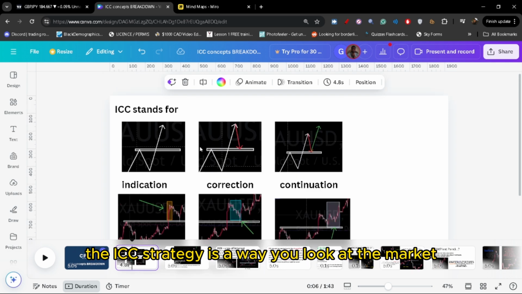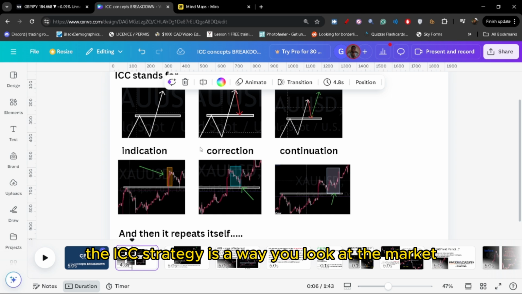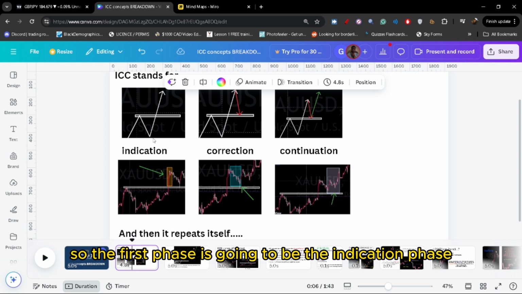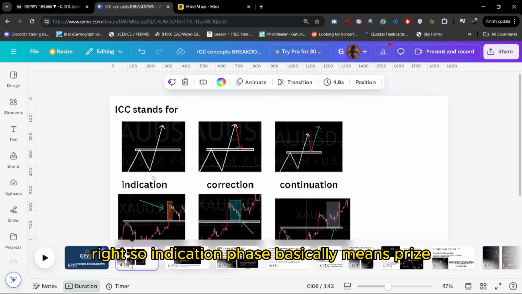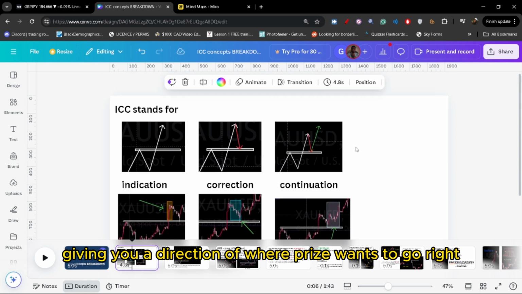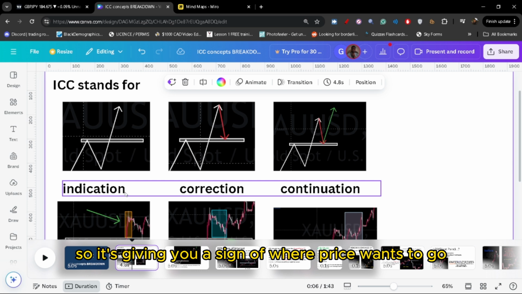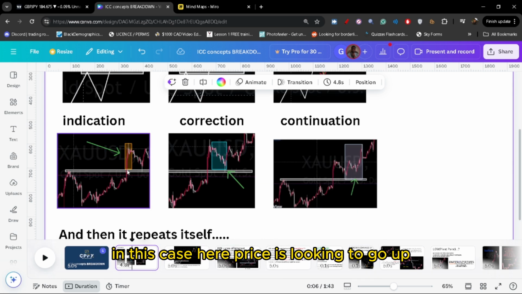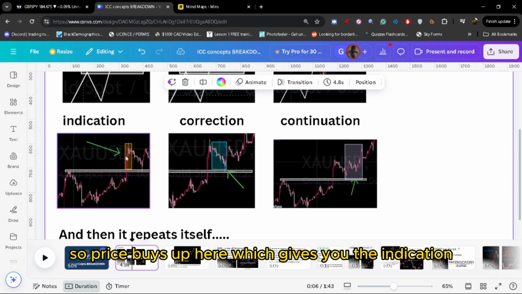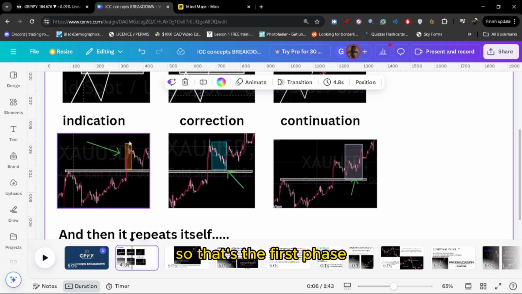So essentially guys, the ICC strategy is a way you look at the market, right? So the ICC is in three phases, right? The first phase is going to be the indication phase, right? So the indication phase basically means price giving you a direction of where price wants to go, right? So it's giving you a sign of where price wants to go. So in this case here, price is looking to go up, so price buys up here, which gives you the indication, right? So that's the first phase.